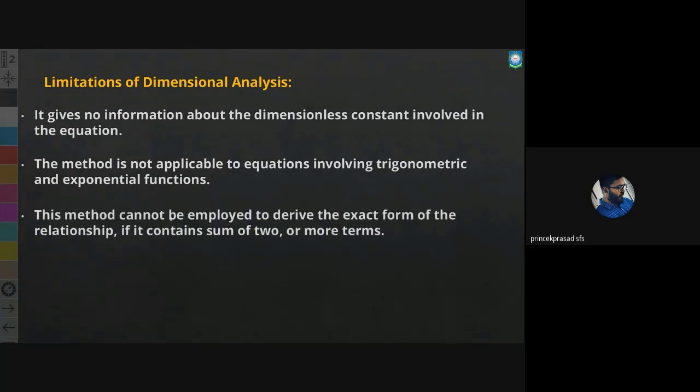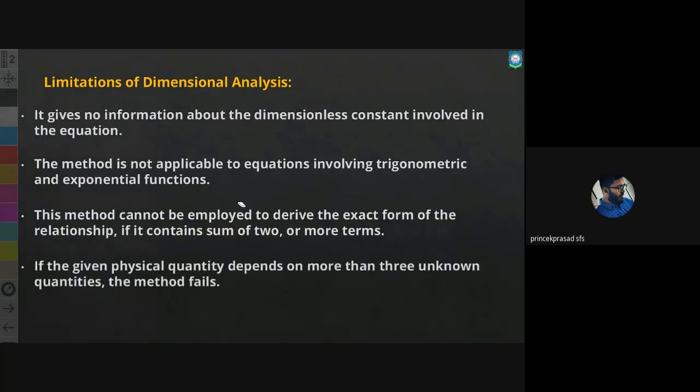Next one. The method cannot be employed to derive the exact form of a relationship. Again, as I told you in the beginning, the dependency should be of product type. If A is equal to B plus C, you cannot derive the equation. It should always be A equal to B into C. If there comes a sum or difference, you cannot derive. So note down the third limitation.